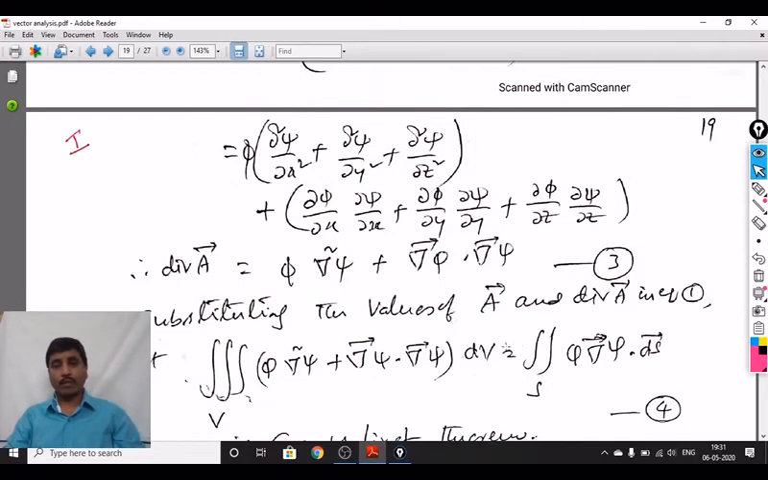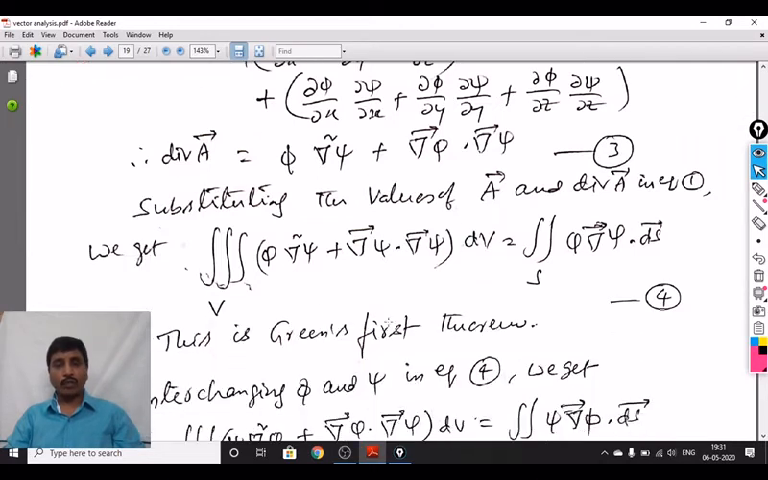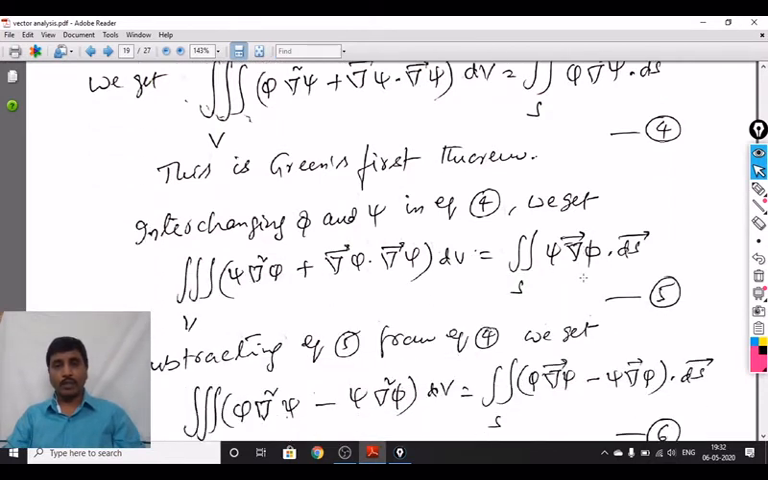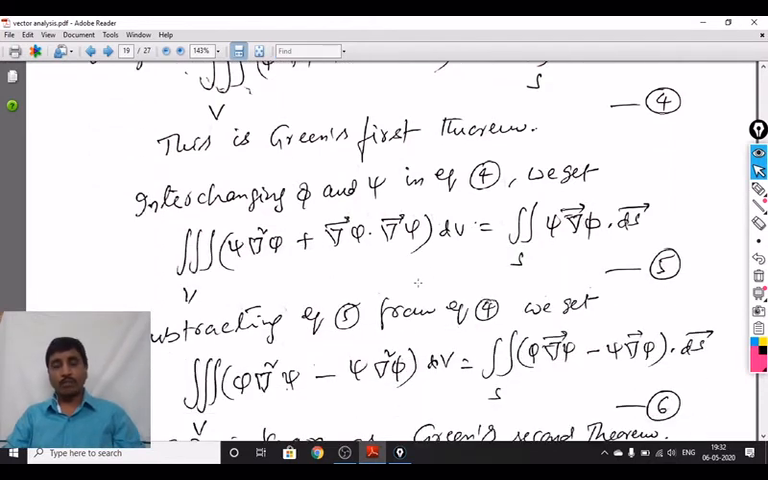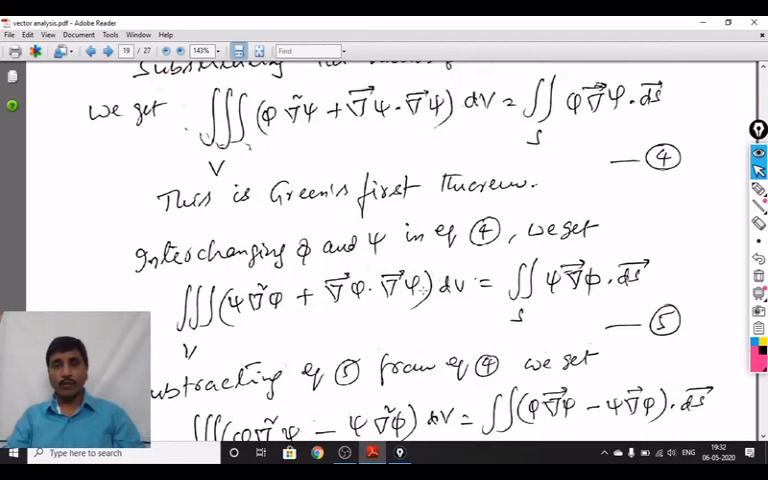are substituted in equation 1, we get the volume integral of phi del square psi plus del bar phi dot del bar psi dV is equal to the surface integral of phi del bar psi dot dS bar. This is the first form of Green's theorem. Now to prove the second form of Green's theorem, in equation 4 the scalar functions phi and psi are interchanged.